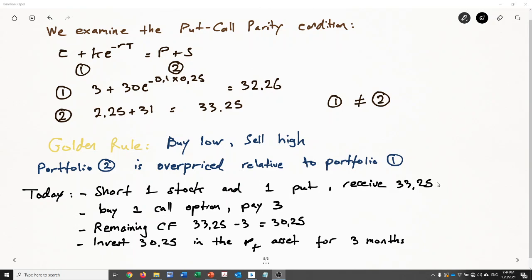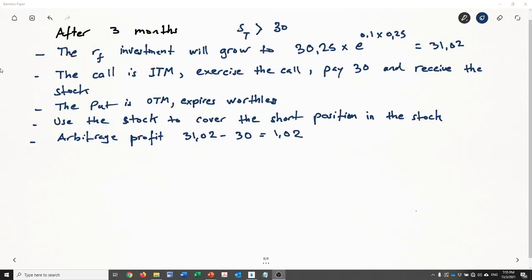So I took a position in the underlying stock and the put. I took a position in the call. I also took a position in the money market. So here all the elements necessary to lock in the arbitrage are already in place. After 3 months, there are 2 possible scenarios as we saw before. Either ST is greater than the strike price, or ST is lower than the strike price.